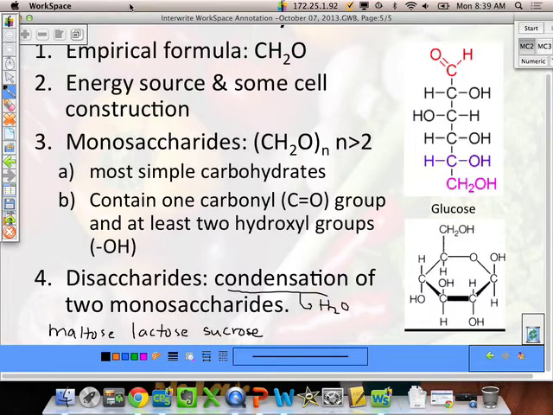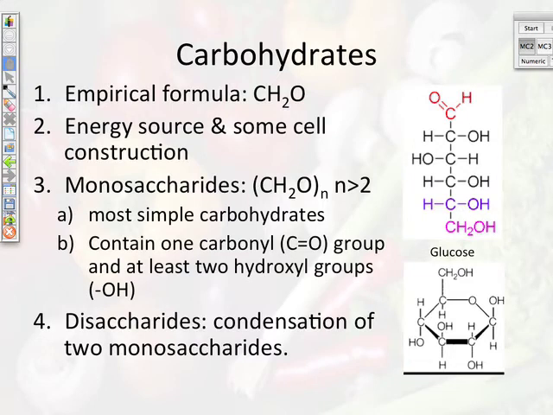If we had a polysaccharide, that means we've got a bunch of them together. It's a condensation polymer. So add that polysaccharides are condensation polymers. And examples are starch and cellulose.